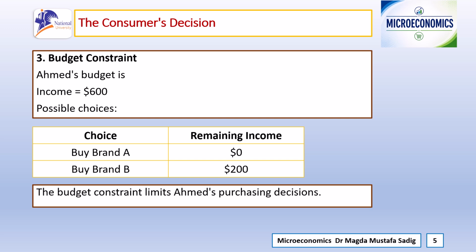Therefore, the budget constraint limits the combinations of goods Ahmed can afford. Consumers cannot buy everything they want. Their income determines what is possible.